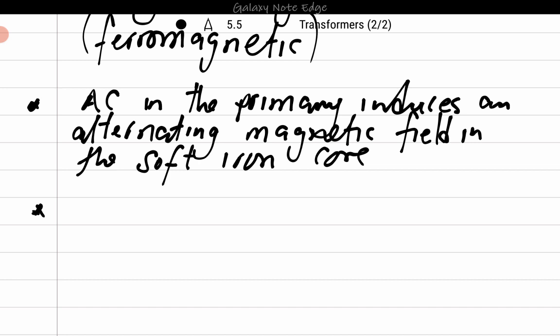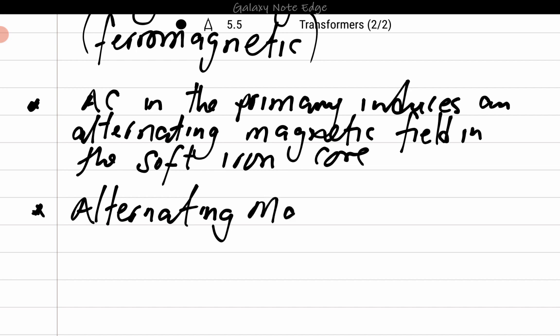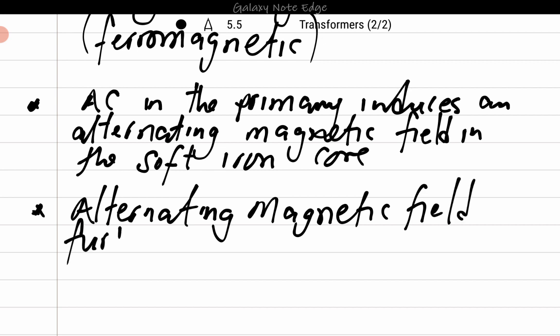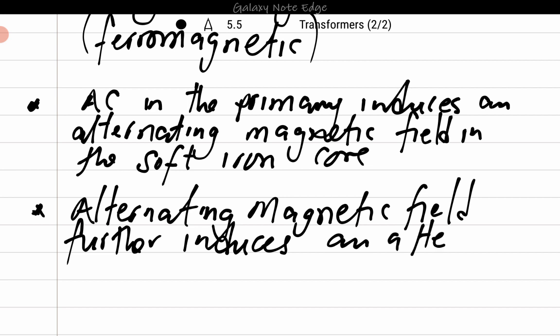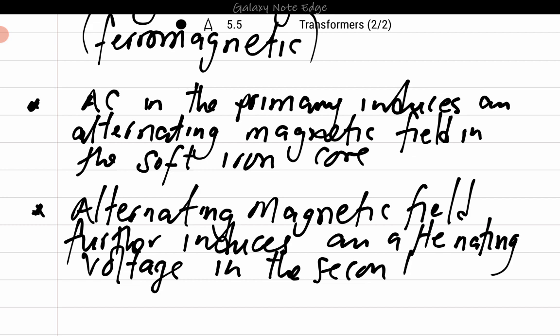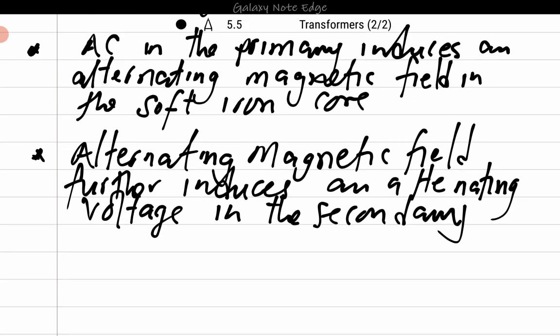An alternating current or alternating voltage in the primary induces an alternating magnetic field in the soft iron. Now this alternating magnetic field further induces an alternating voltage in the secondary. Now this is the reason why we are calling it mutual induction.